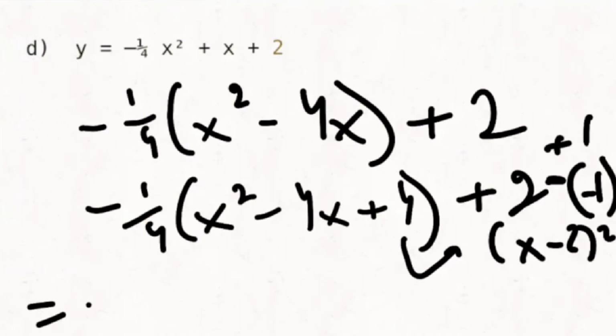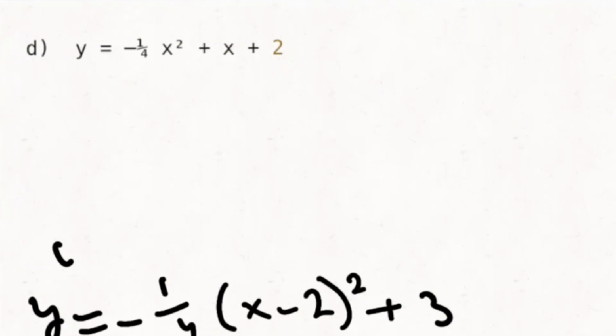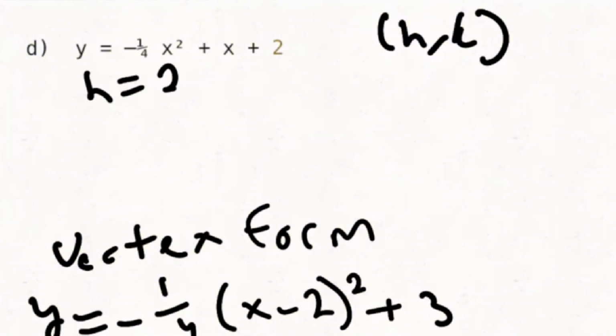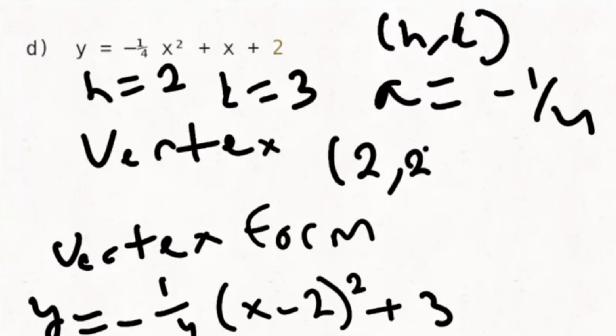So our final result in vertex form will be y equals -1/4 x minus 2 squared plus 3. Let's find our vertex. So this is going to be the vertex form right here. So now let's find the vertex. The vertex is going to be h comma k. Based on the vertex form, we see that h equals 2, k equals 3. So our vertex is 2 comma 3.